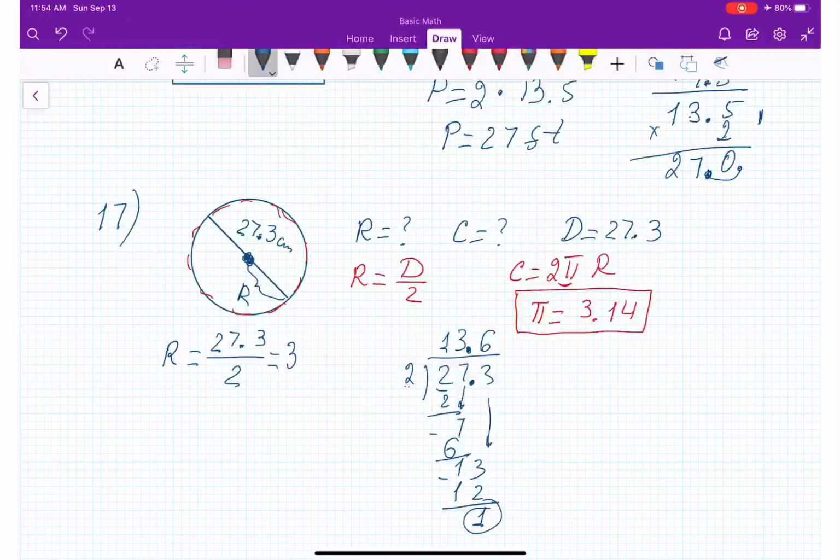13.6, and then this is going to be 1 over 2, so let me add one more zero and divide all the way, because it's decimal notation. After that, I can add as many zeros as I want. 10 divided by 2 is 5, so 13.65 centimeters. This is our radius.